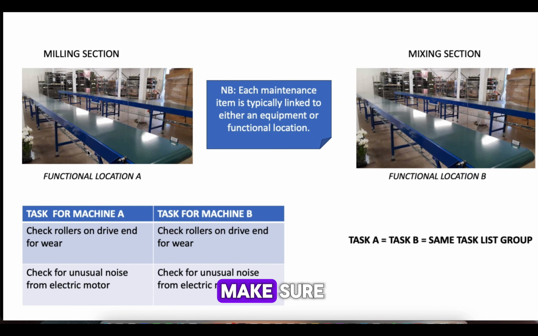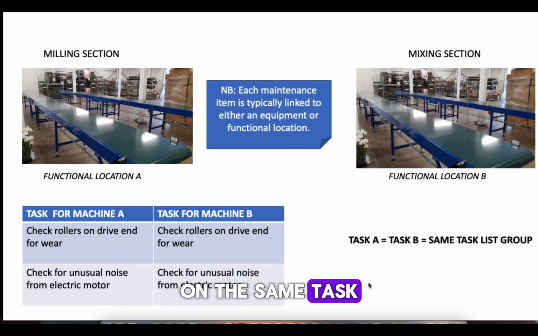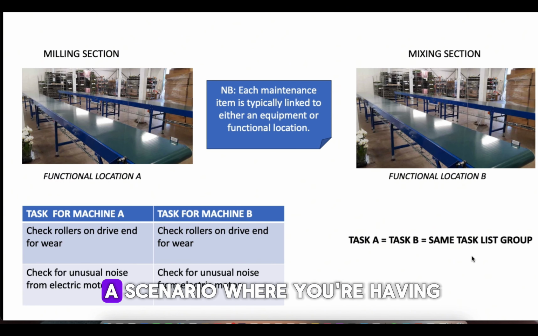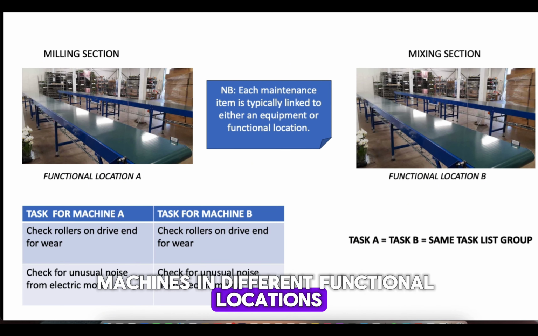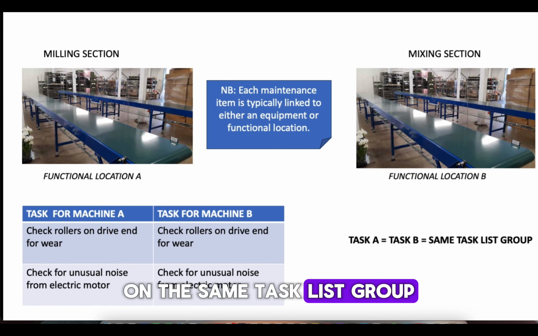Secondly, you also have to make sure that the functional locations are different. So if I'm having the same machine type that is having the same task list and also having the same frequency, these are the criteria for which you can create more than one maintenance item on the same task list group. But if you have a scenario where you're having machines in the same functional location, you might not be able to create more than one maintenance item on the same task list group.